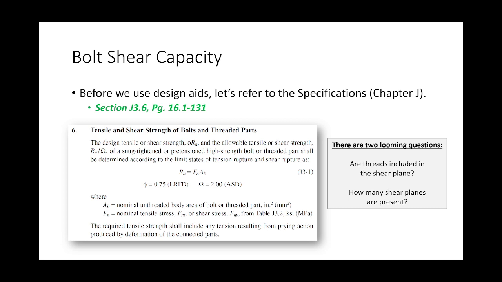Phi is 0.75. AB is just the area of the bolt, the nominal unthreaded area, and that's important here in a second. Fn is either FNV or FNT. In this case, we're dealing with FNV, the nominal shear stress. Now, there are two looming questions. Are the threads included in the shear plane, and how many shear planes are there?